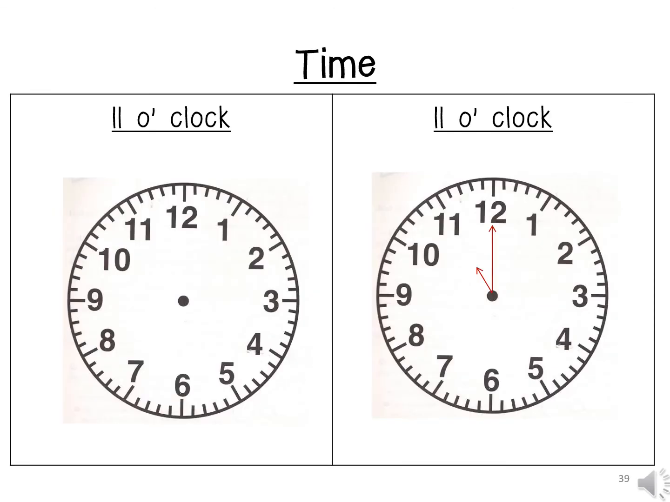Now we are going to be doing time. So we have 2 blocks. It says 11 o'clock. So my first block is blank. Now we need to see how we will fill in 11 o'clock on the second block. So as you can see, 11 o'clock, the small needle or the hour needle is pointing at 11. And the long needle, which is the minute needle, is pointing at 12. And that is how we write 11 o'clock.